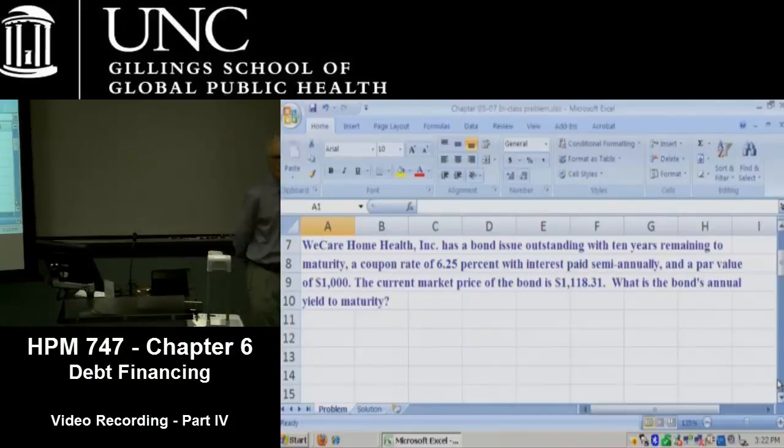So yield to maturity, so what formula are they going to use? Rate. That's what we use to calculate the yield to maturity.